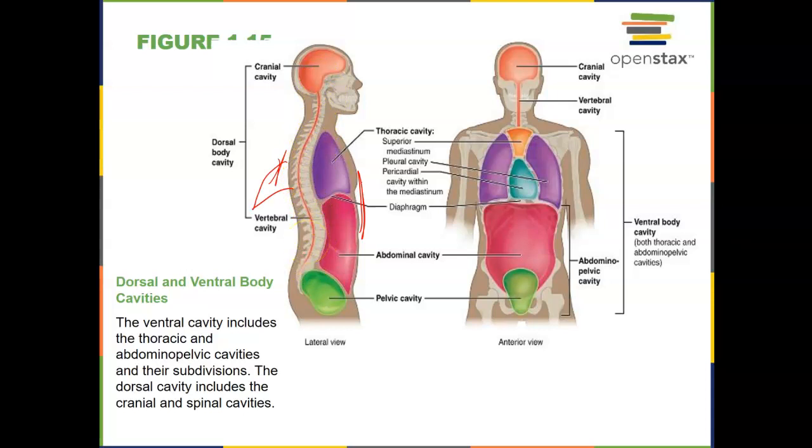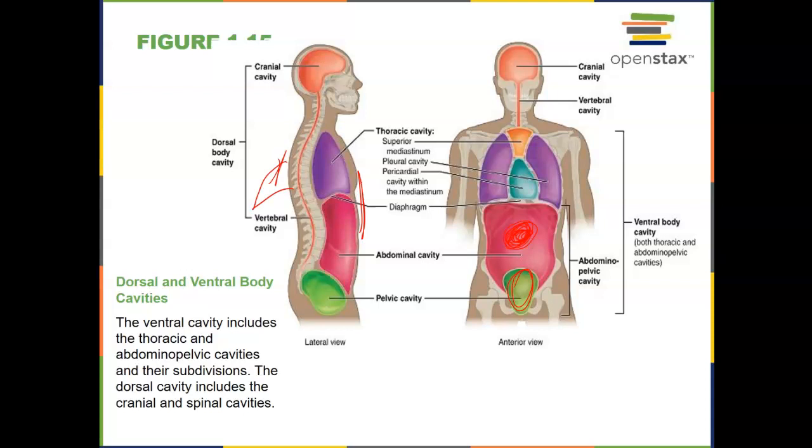The ventral body cavity is going to contain the thoracic cavity, which is going to have your heart, the pericardial cavity, your lungs, the pleural cavities, and then you have the superior mediastinum, we'll get to that in a little bit. We also have the abdominal cavity, which is going to contain not the reproductive, but the digestive system, part of the immune system, and then we have the pelvic cavity. This is where you find the reproductive system. So the ventral body cavity is basically the stuff on the front of your body. The dorsal body cavity is the stuff in your spine and including your brain case.